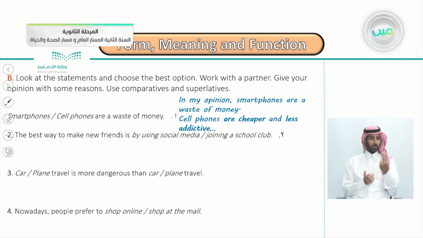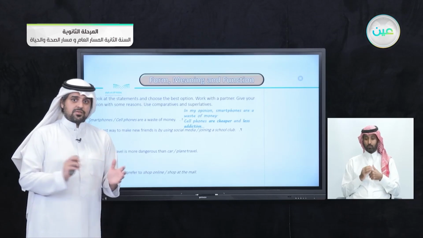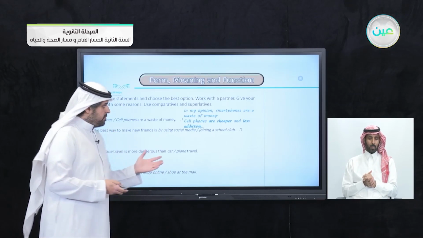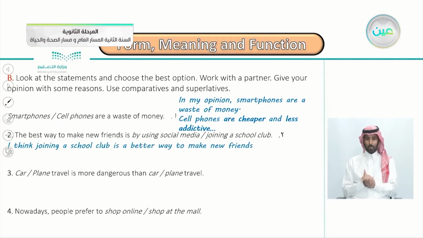So the second one: the best way to make new friends is by using social media or joining a school club. So you can write your own opinion, using the comparative and the superlative also. How do you answer the second one? Okay, let's see the answer here. I think joining a school club is a better way to make new friends. So we use the comparative here because we're comparing two things, social media or joining a school club.